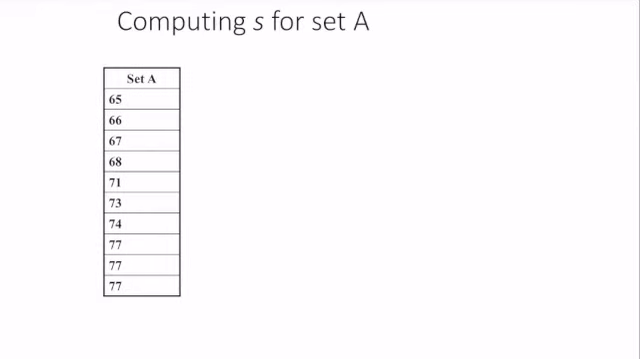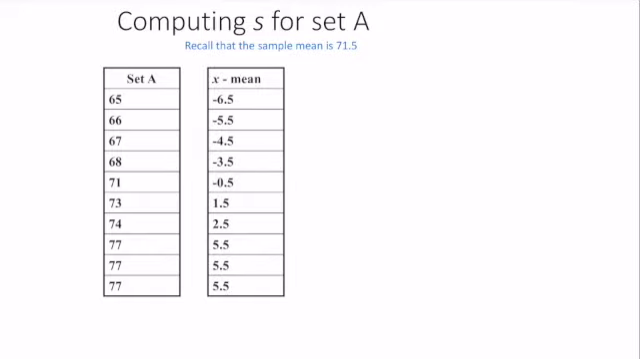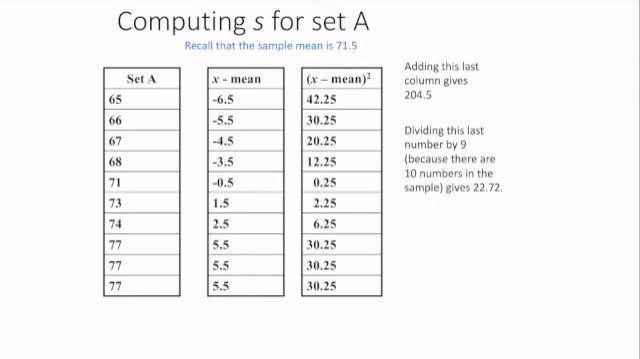So let's calculate set A's variance and standard deviation. So we take our sample minus the mean, square it, add them all up, divide by n minus 1. That gives us a variance of 22.72. We take the square root, that gives us 4.77. That's our standard deviation. And here's our standard deviation squared.